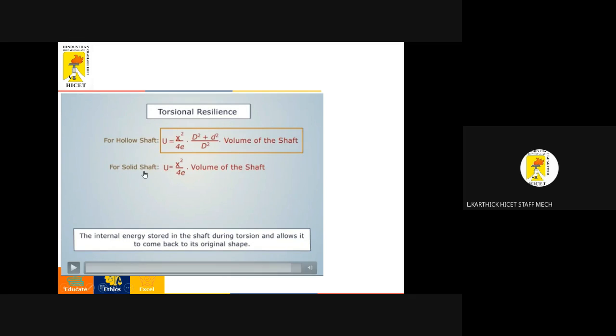So for a hollow shaft, U equal to the torsional resilience, U equal to x square by 4E into D square plus small d square by D square, along with the volume of the shaft. And for a solid shaft, the capital D mentions the outer diameter and the small d mentions the inner diameter, right? For a solid shaft it is pretty similar: U equal to x square by 4E into the volume of the shaft. So these are the two equations to calculate the torsional resilience for a hollow shaft as well as a solid shaft. Capital D indicates the outer diameter and small d indicates the inner diameter. Along with the volume of the shaft, we calculate the hollow shaft torsional resilience and the solid shaft resilience. Okay.